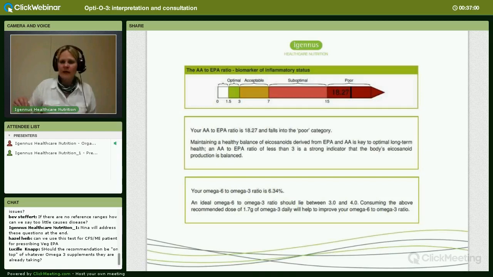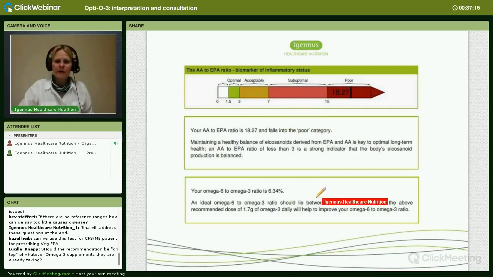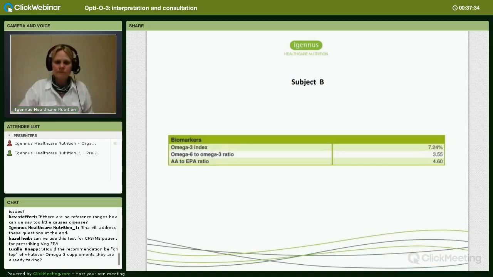And we do find that an initial 6 months of pure EPA helps to restore a more healthy AA to EPA ratio. So our initial recommendations are to start on Farm EPA Restore, pure EPA at the recommended dose. So I think it was 1.7 grams for at least 6 months. When we have dealt with the high AA to EPA ratio, we can consider introducing DHA possibly for long-term maintenance. So that was subject A.